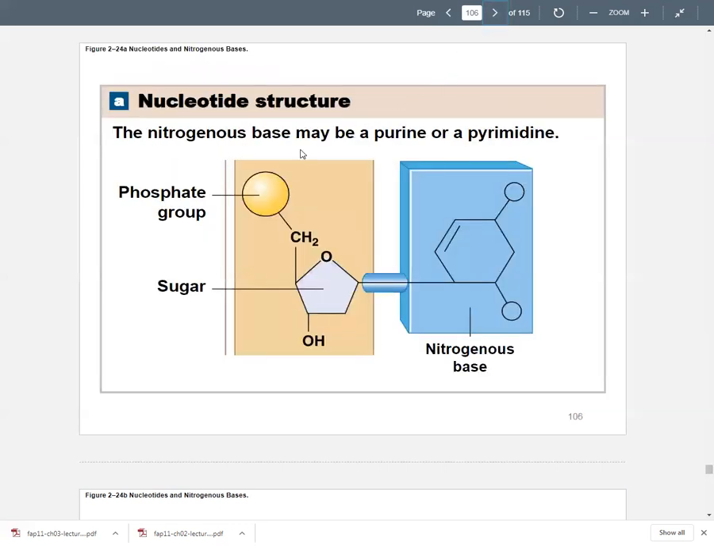Here's your structure. All right, so you have the sugar, pentose sugar, phosphate group, nitrogenous base. And the nitrogenous base can be what we call a purine or a pyrimidine.